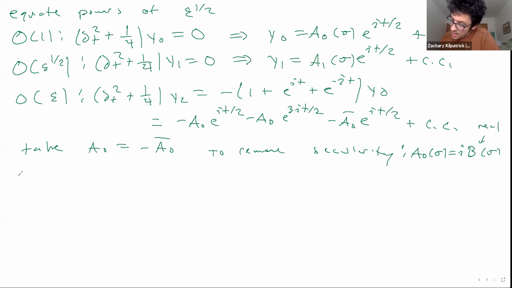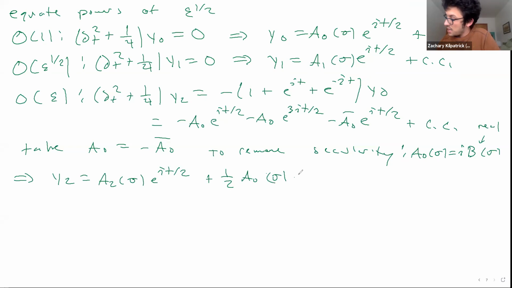Now that means that y2 is equal to a2 of sigma e to the it over 2, just the homogeneous part, plus a half a0 sigma e to the 3it over 2. And we know what that a0 sigma is now, or at least the form of it, okay?